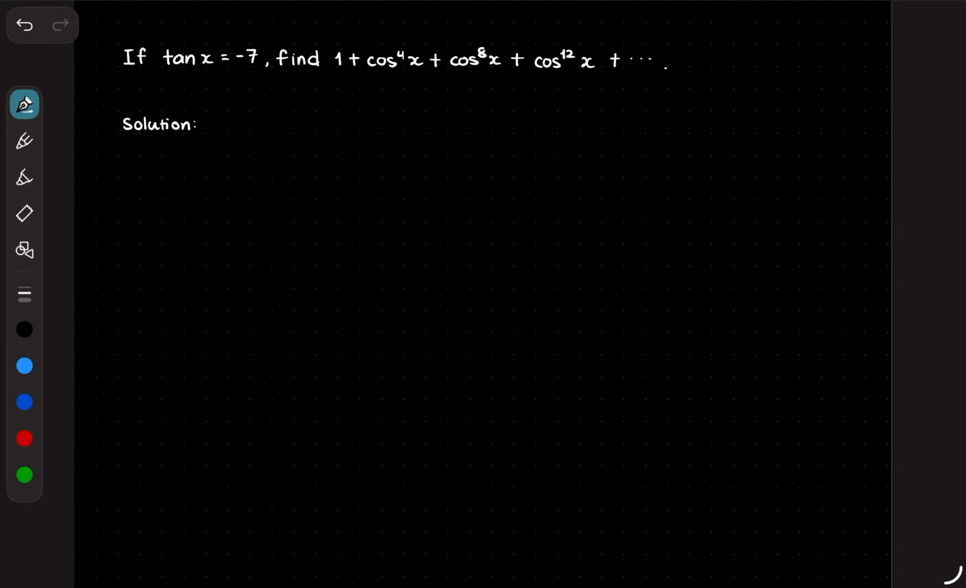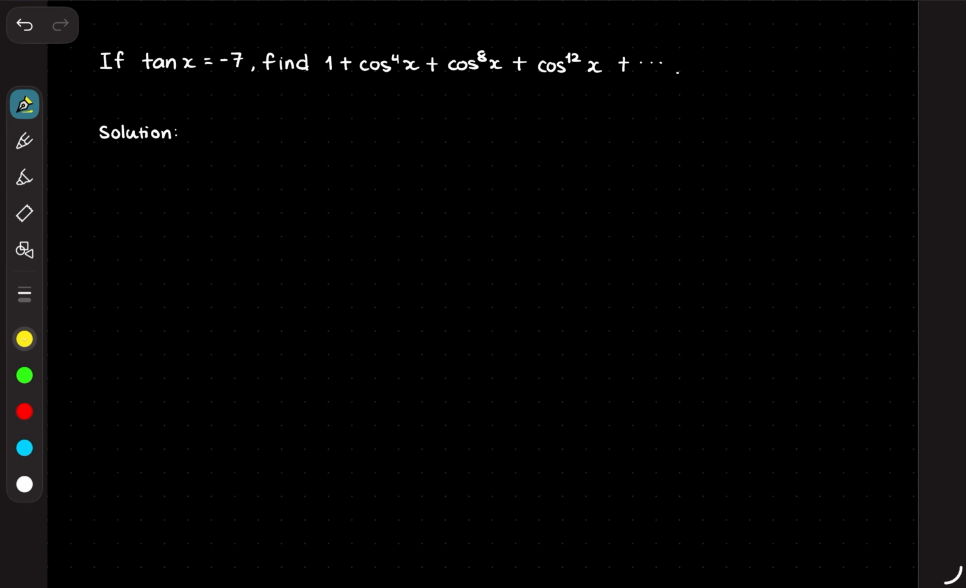So if tangent x is equal to -7, find 1 plus cosine x raised to 4 plus cosine x raised to 8 plus cosine x raised to 12 plus and so on. Before we begin, you may first try this one out on your own. Okay, good. So let's begin.